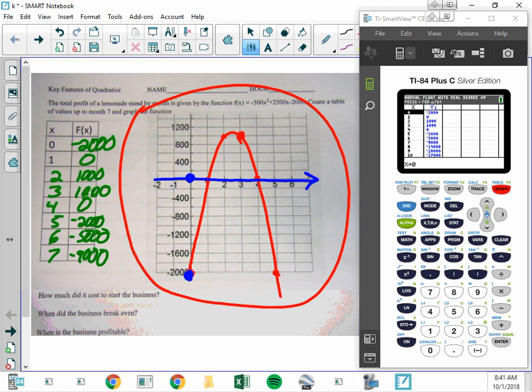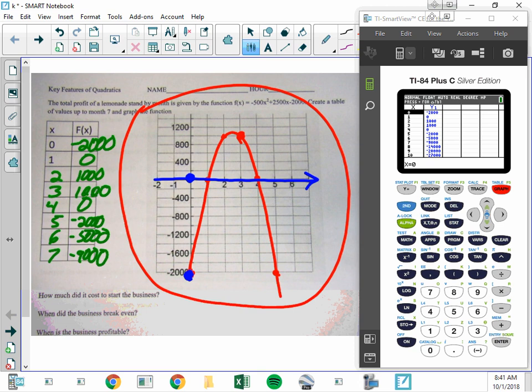Okay. When is the business profitable? Above the x-axis. What about on the x-axis? Is it profitable when the graph is on the x-axis? What does profitable mean? You've made money. If you have $0 in the bank, have you made money? No. So we have to say it's above the x-axis, not on the x-axis or above. We have to say above.